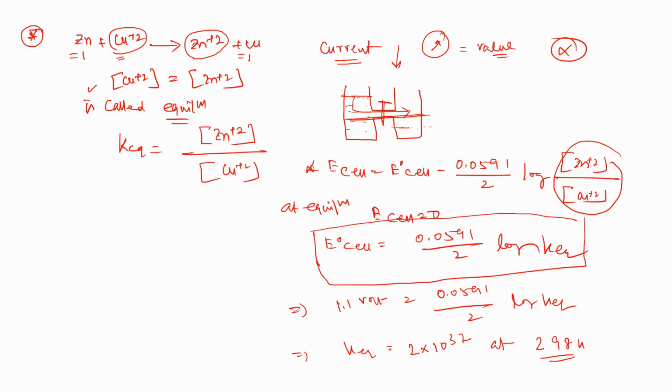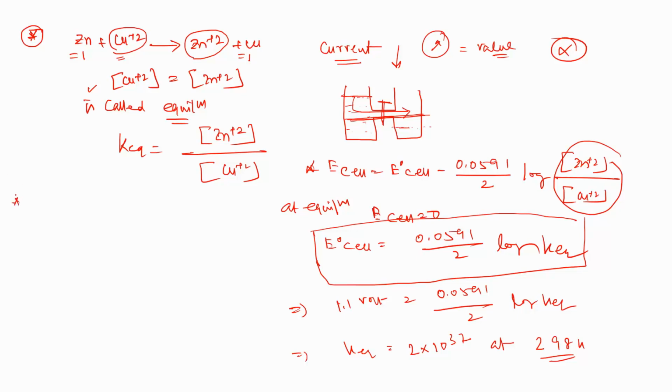You just remember that at the equilibrium condition, E cell will be 0. Because the concentrations of zinc plus 2 and copper plus 2 will be equal, there will be no flow of current. That means E cell will be 0. So when E cell is 0, E0 cell will be 0.059 by 2 log K. Here the 2 means the number of electrons involved.